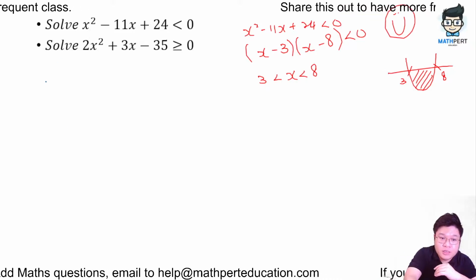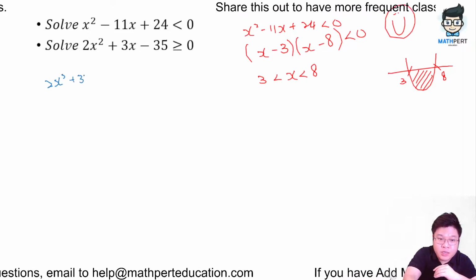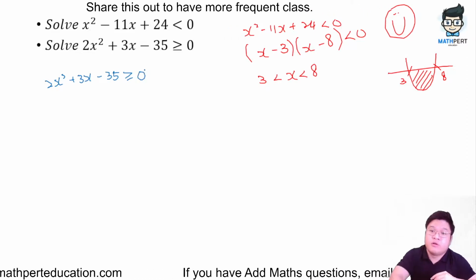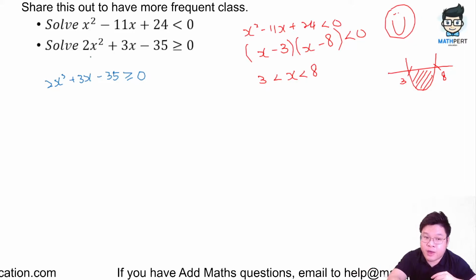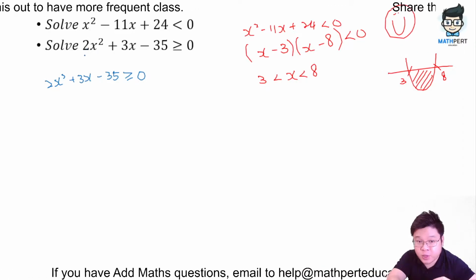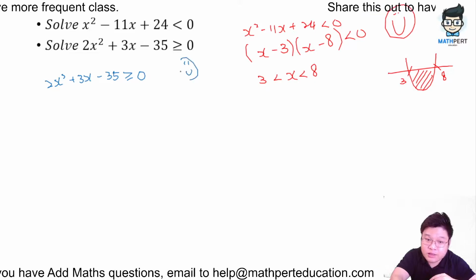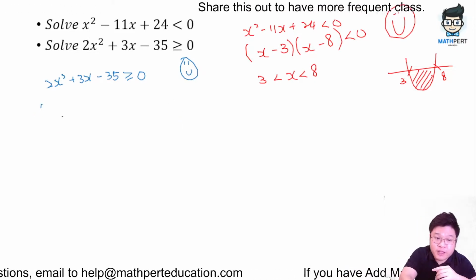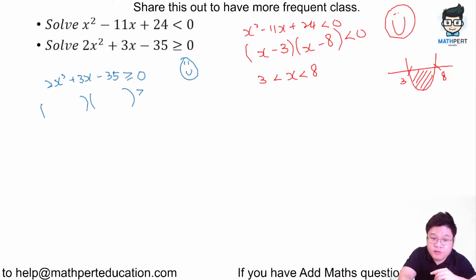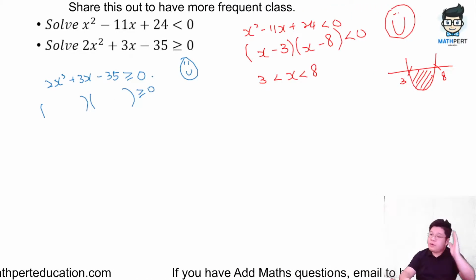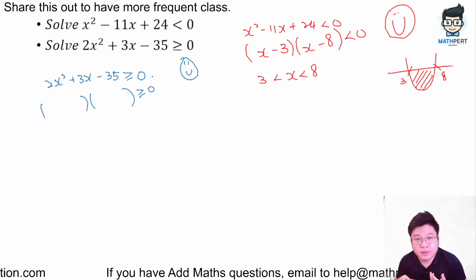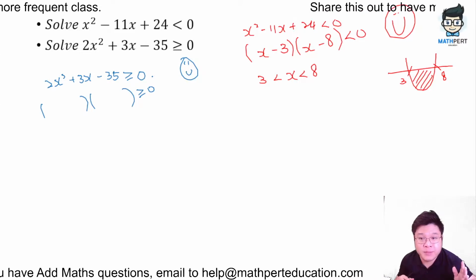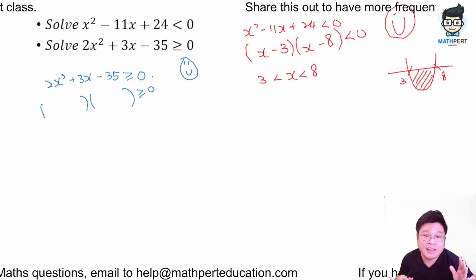For this, 2x squared plus 3x minus 35 greater or equals to 0. What is the coefficient of x squared? 2. 2 is a positive number. Again, this one, so it is a minimum. We need to factorize this. Most of the time we use factorization. Completing the square is for finding maximum or minimum. The formula method is used when we cannot factorize.